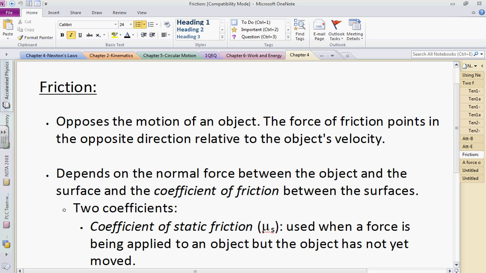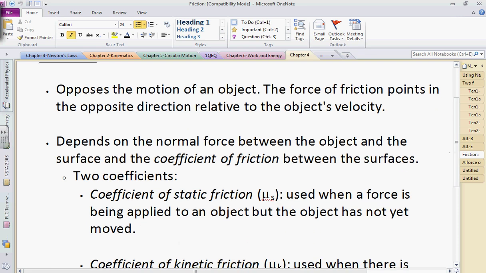Now, as far as what this force of friction depends on, we're talking about the friction that exists between, say, two surfaces that are in contact with each other. It depends on the normal force between the object and the surface. In other words, the normal force is the force that is pushing those two surfaces together, or to be more specific, it's the force that the surface exerts back up on the object. And the other thing it depends on is the nature of these surfaces, so the actual materials that those two surfaces are made out of.